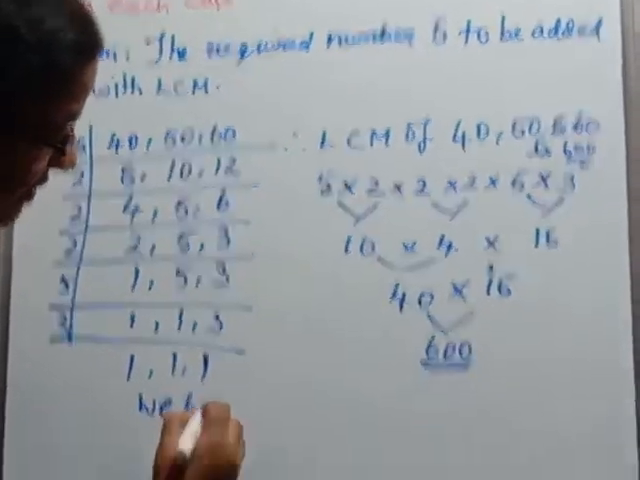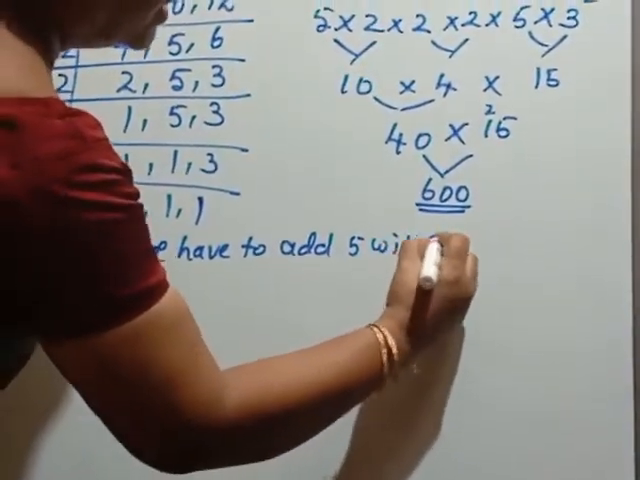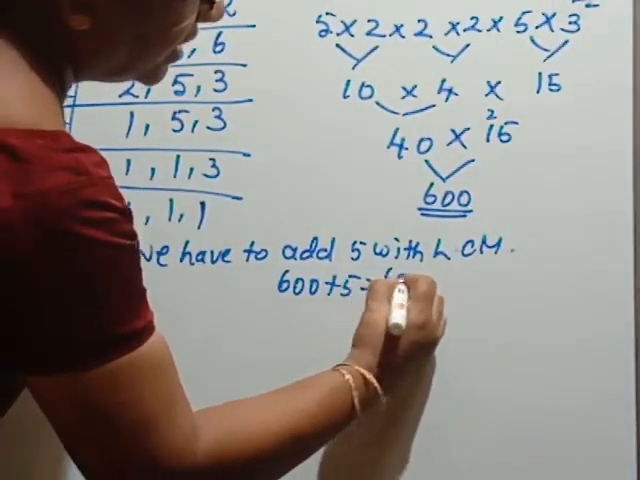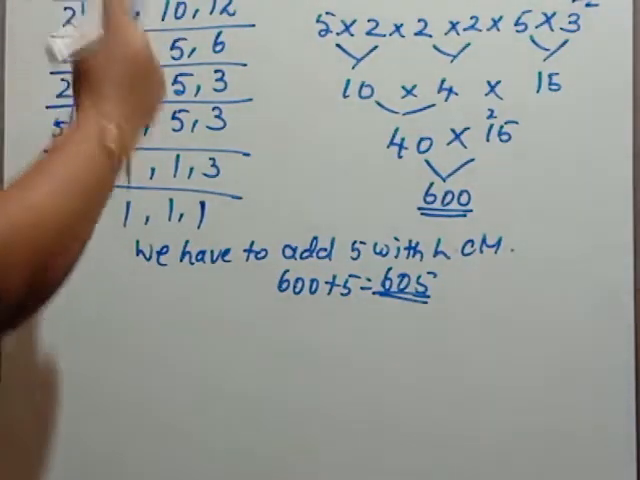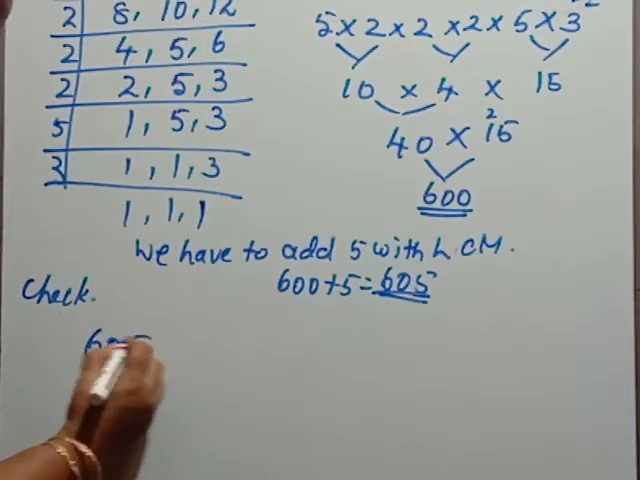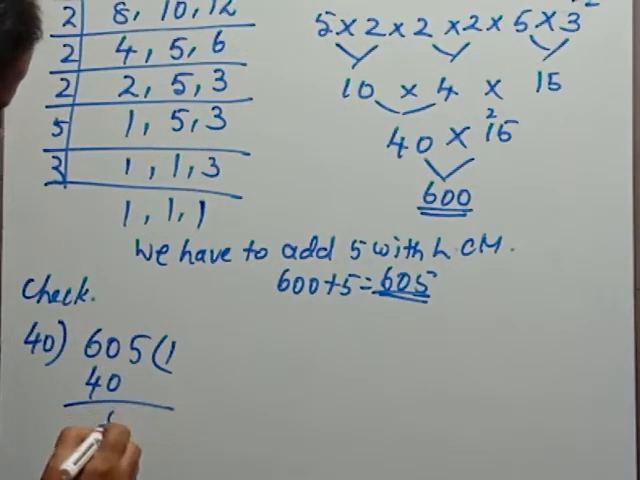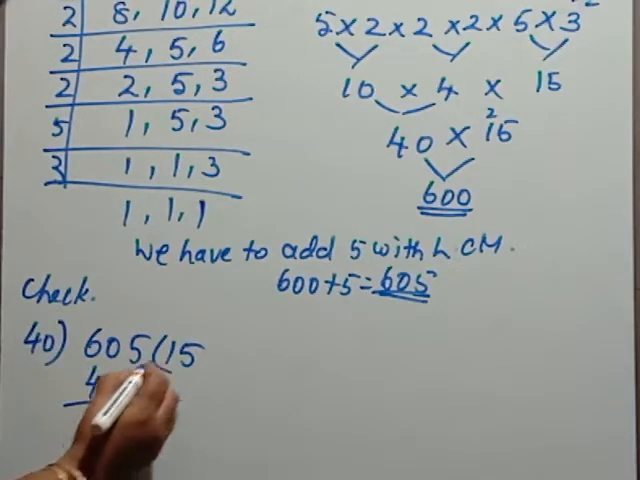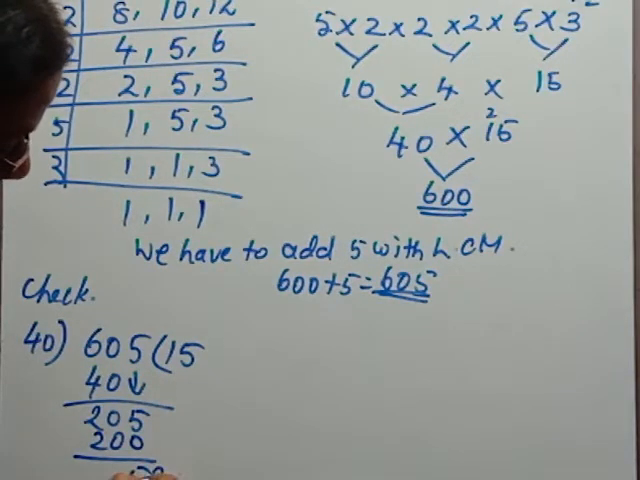Now they are asking 5 should be the remainder in each case. Now we have to add 5 with the LCM. So 600 plus 5, 605 is the number that should divide with remainder 5. Now shall we check? 605 divided by 40. 1 40 is 40. Remainder, bring the 5. 5 fours are 20. You got remainder 5.